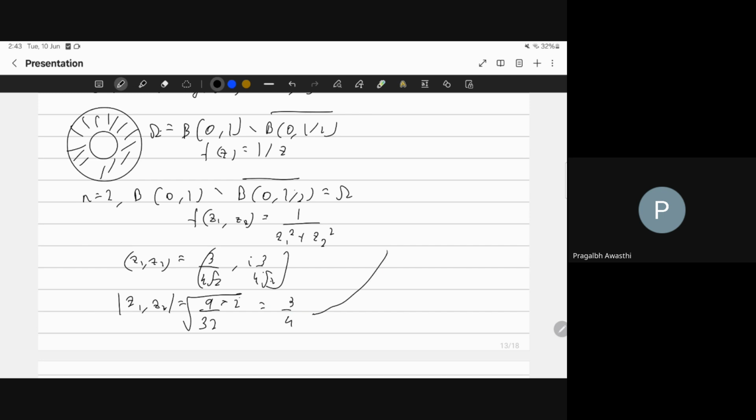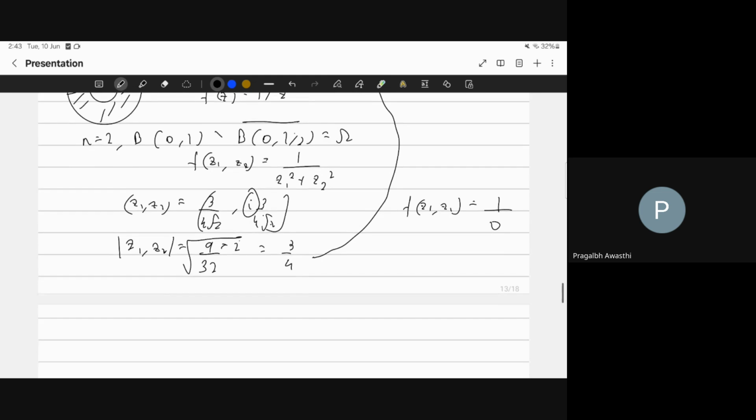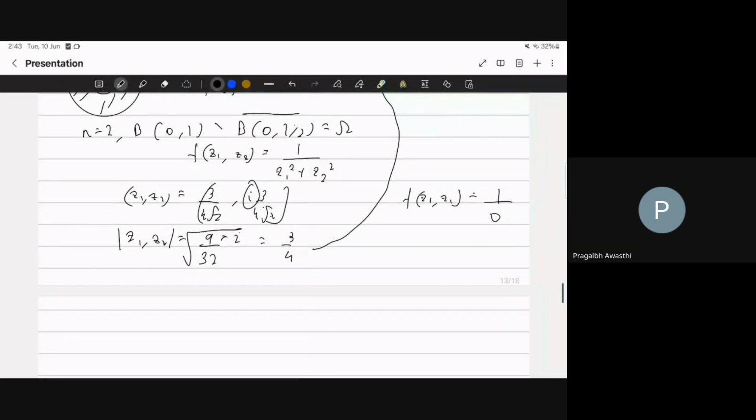So clearly this is in this set, but f of z1 z2 is in fact equal to 1 by 0, or rather not defined because of the i which is present here. So the point of this example is that since there are more dimensions to move around in, being holomorphic is a sharper condition, and so we are able to get stronger results in this case, right? At least that's the intuitive way to think about it.